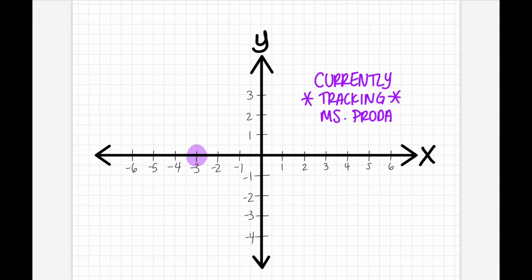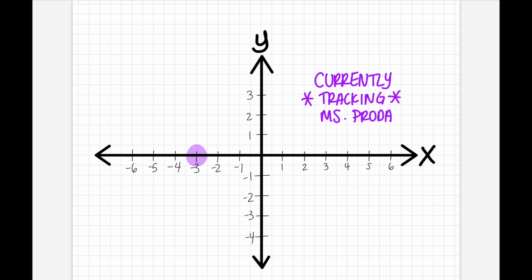While looking at the tracker, we can see that Miss Proda went to -3 on the x-axis. Since the x-coordinate is negative, she ran to the left 3 units. Next, she needs to go to the y-coordinate, which is -2. Will Miss Proda have to run up or down to get to -2? Think about it and have your ideas in your head.